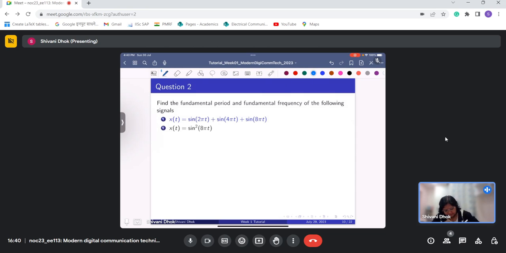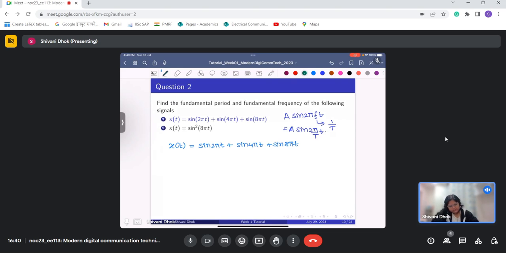So the first question that we are having here is the signal given as xt is sin 2 pi t plus sin 4 pi t plus sin 8 pi t. Now any sinusoid is generally of the form a sine 2 pi ft, where f is the frequency and this is basically 1 by T. So this I can also write as a sine 2 pi by T into t.